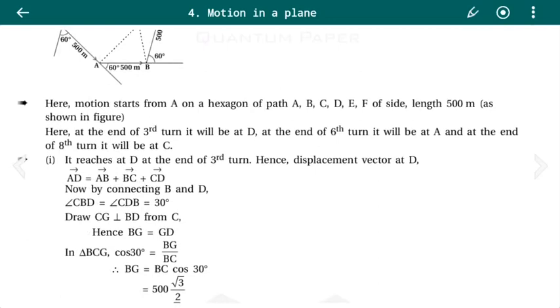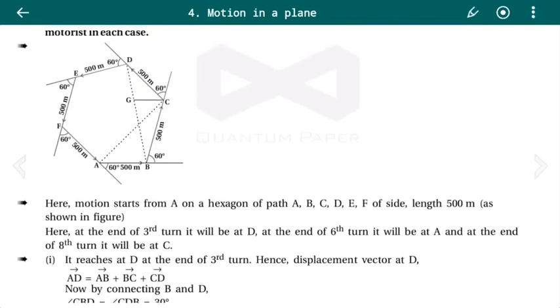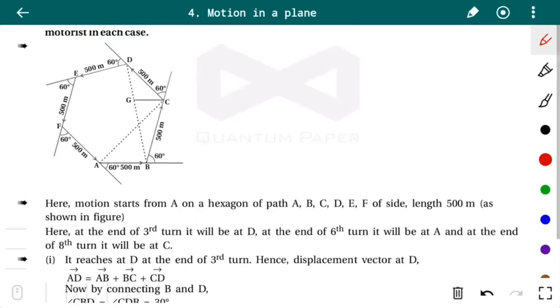So AD vector is equal to AB vector plus BC vector plus CD vector. Now by connecting BD vector, as you can see, connecting B and D, we get angle CBD, and this angle is 30 degrees.